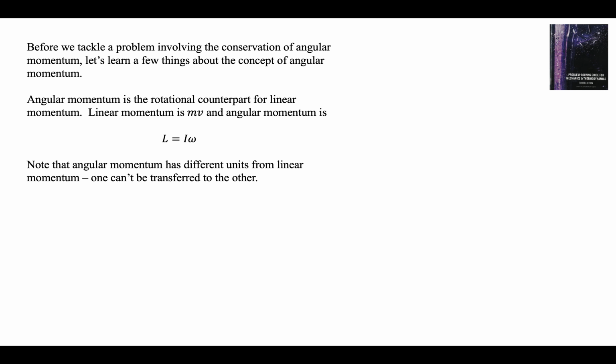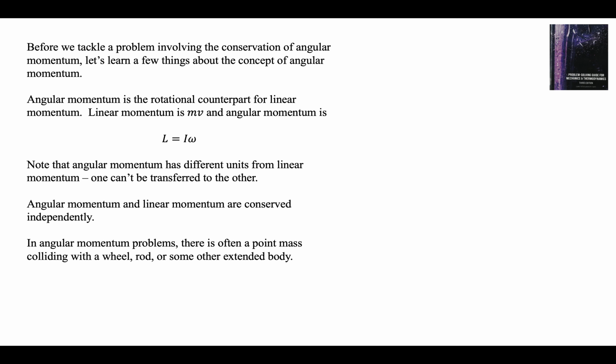Angular momentum has different units from linear momentum. This is crucial to understand. You can't transfer angular momentum to linear momentum. They're different things, even though they're both momenta. And we can see that the units are different in a second. They are conserved independently. It doesn't replace them. They're both conserved.